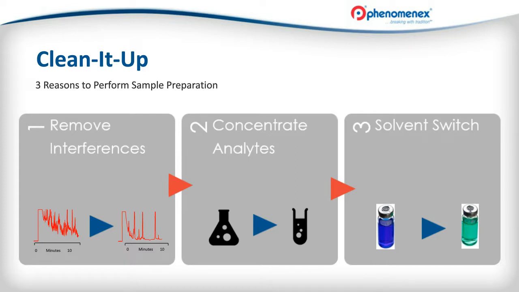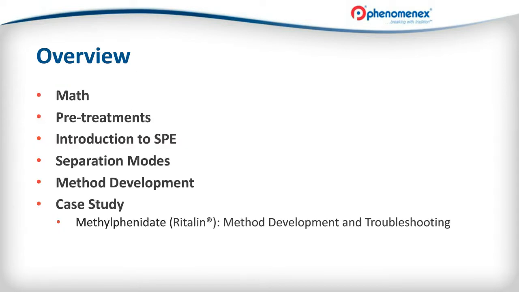And now I will start with the overview of the presentation. We're going to do some math up front just to get everybody squared away. We're going to look at pretreatments and then an introduction to solid phase extraction, talking about the chemistry that's involved with some of the separation modes. And then we're going to look at what we have historically called method development, so SPE 1, 2, 3, and then a case study specifically for methylphenidate, otherwise known as Ritalin.